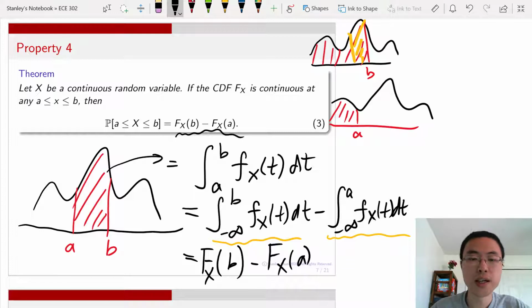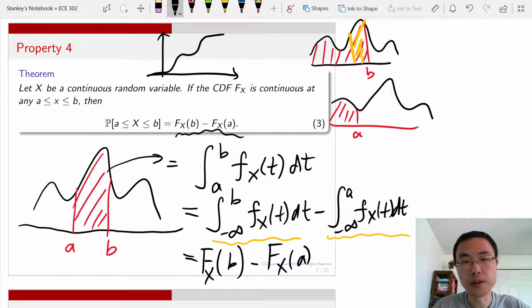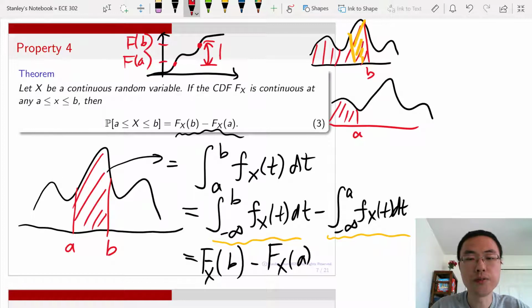So this is property number 4. It says that if I want to evaluate the probability, I just take the difference of the CDF. How do you see that on the CDF? Well, the CDF is an increasing function. The difference between b and a is that I have this point with a value of F at b, and another point with the value F at a. The difference in height from this point to that point gives you the probability that x is between a and b. That is the pictorial explanation of this equation.